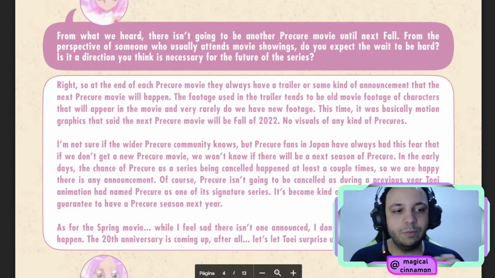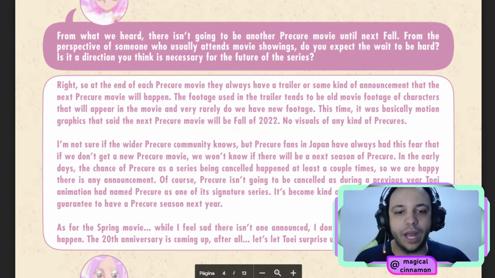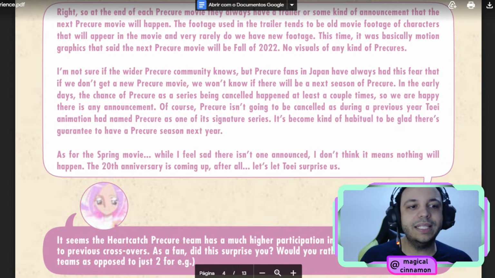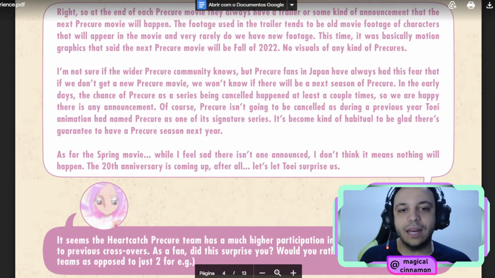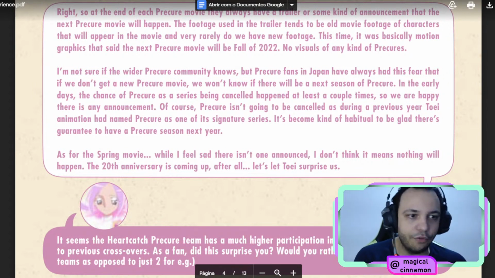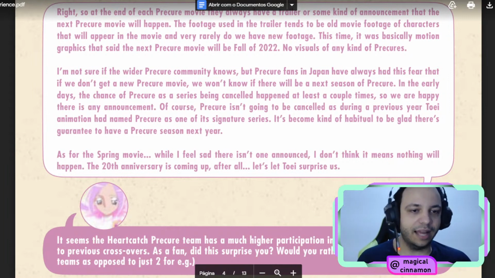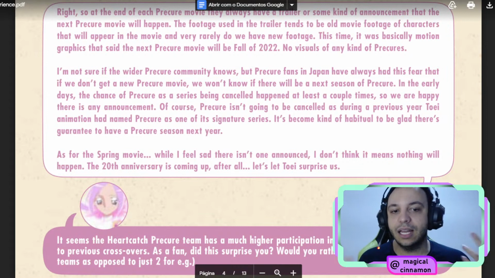This time, it was basically motion graphics that said the next Precure movie will be fall of 2022. No visuals of any kinds of Precures. I'm not sure if the wider Precure community knows, but Precure fans in Japan have always had this fear that if we don't get a new Precure movie, we won't know if there will be a next season of Precure. In the early days, the chance of Precure as a series being cancelled happened at least a couple times, so we are happy there is any announcement.